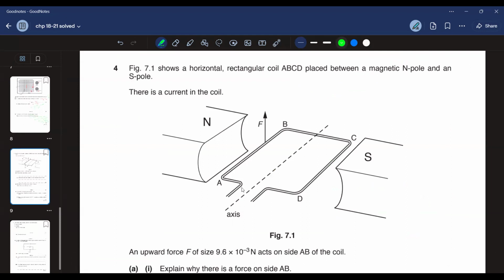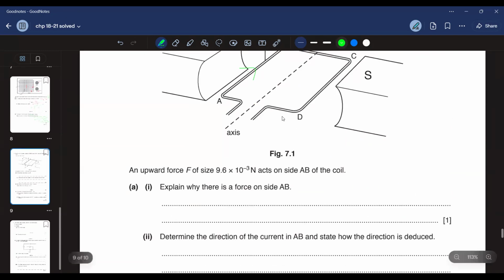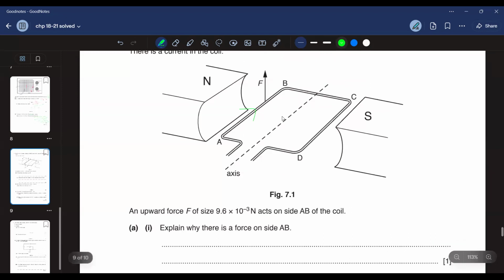Rectangular coil. अब उन्होंने करंट इसमें शो नहीं किया हुआ. This means this would be considered as a generator. Generator effect हम इसको consider करेंगे. फोर्स उन्होंने शो कर दी है. जनरेटर्स के अंदर कौन सा रूल लगता है? राइट हैंड रूल लगता है. An upward force of size 9.6 into 10 power 10 Newton on the side AB, this side AB, and explain why there is a force on the side AB. What would be your answer?